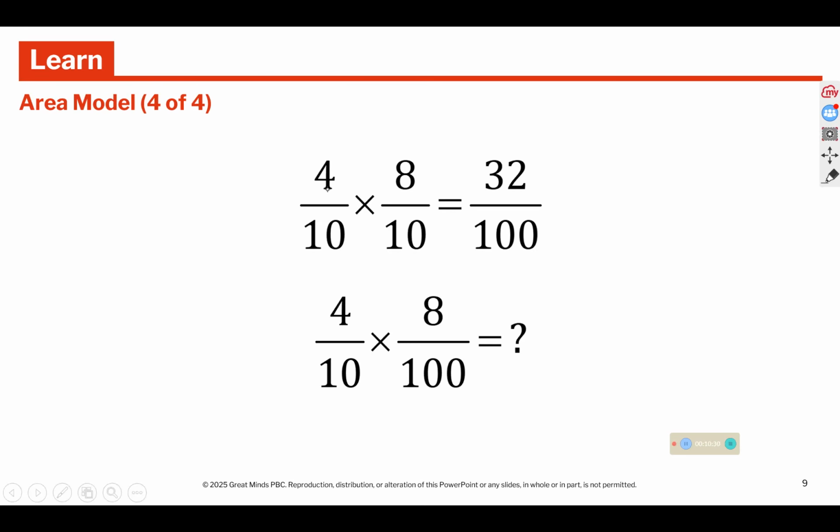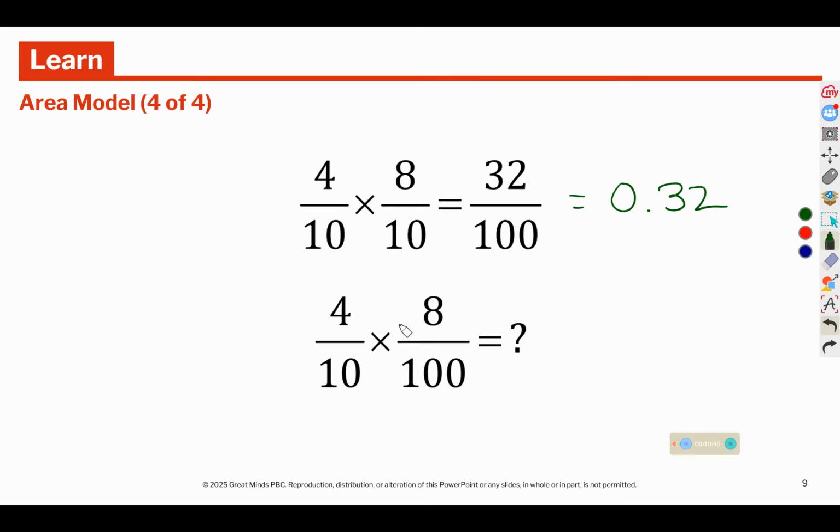Here you can see 4 times 8 is 32. 10 times 10 is 100. So if we were to write this in a decimal format, 32 out of 100 would be 0.32.